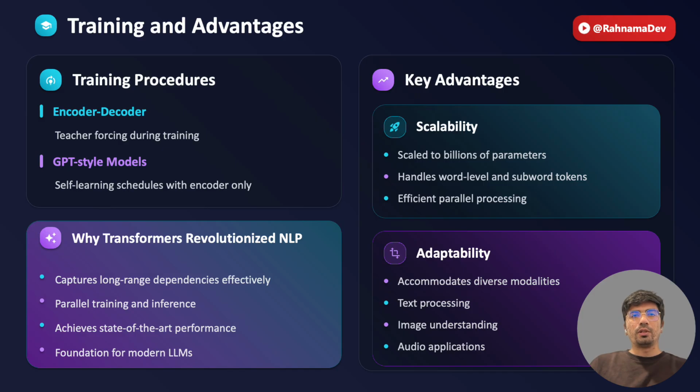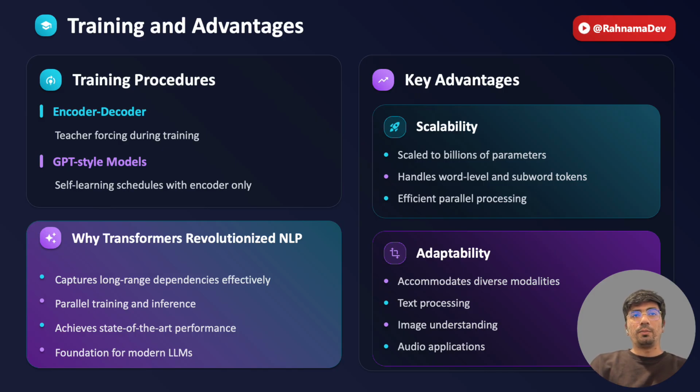The parallel processing nature of transformers means they can be trained efficiently on modern hardware like GPUs and TPUs. This scalability is what enabled the rise of LLMs. We can keep adding more parameters and more training data, and the models keep getting better.